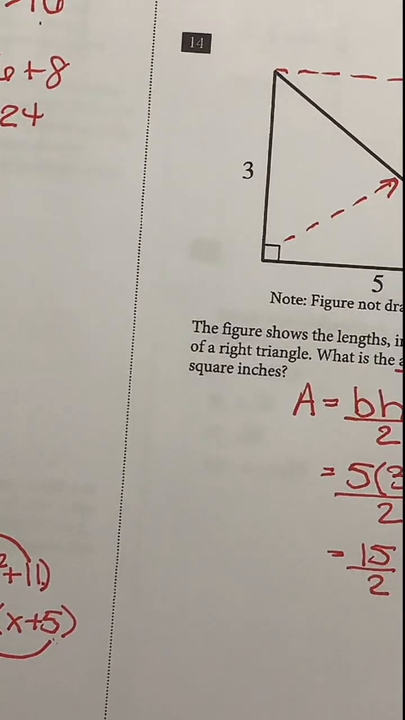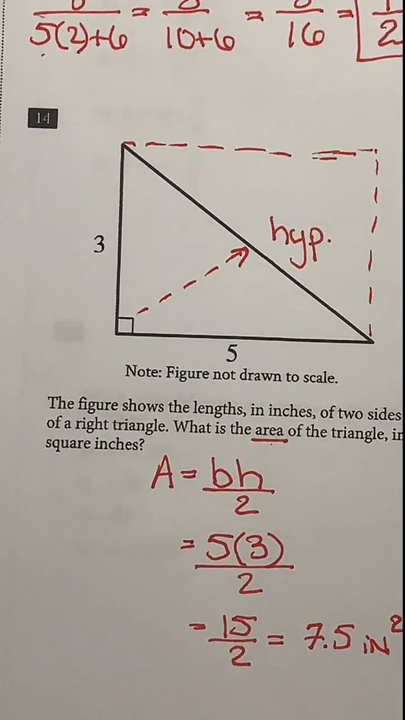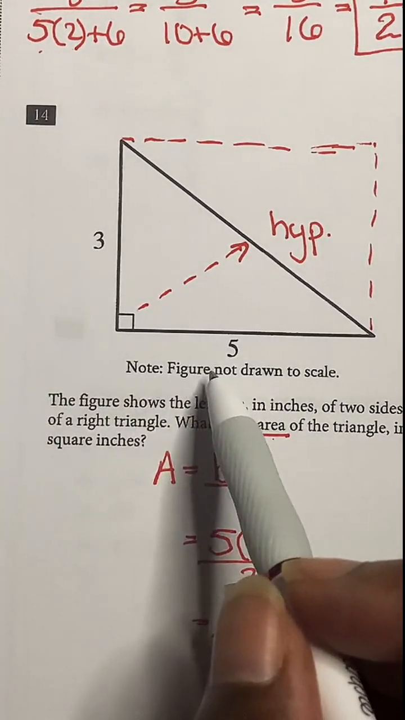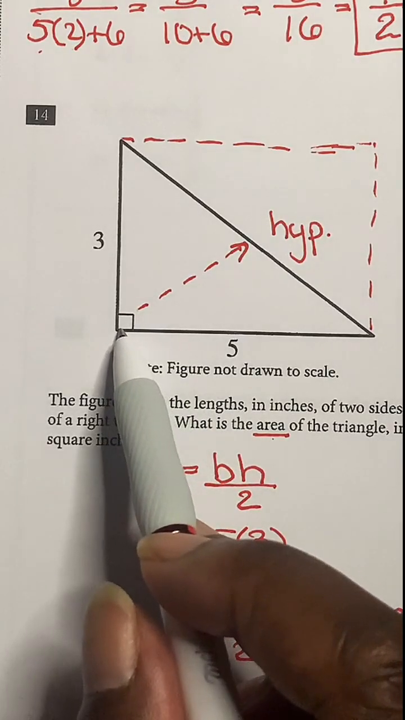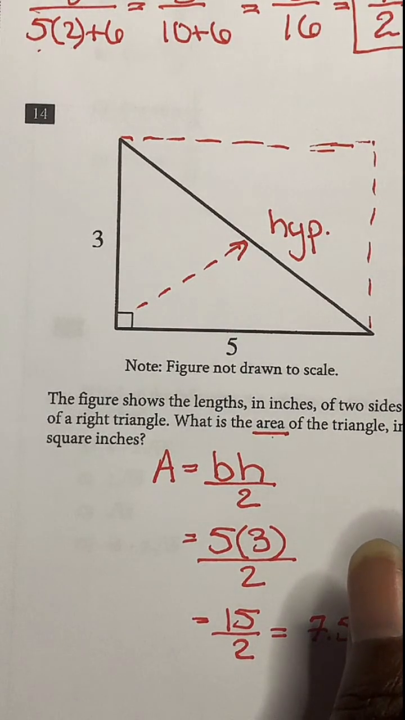Does the height have to be a right angle? The height doesn't have to be a right angle. What do you mean, does the height have to be a right angle? The height's not an angle. Yeah, the height's not an angle. It's just a side.